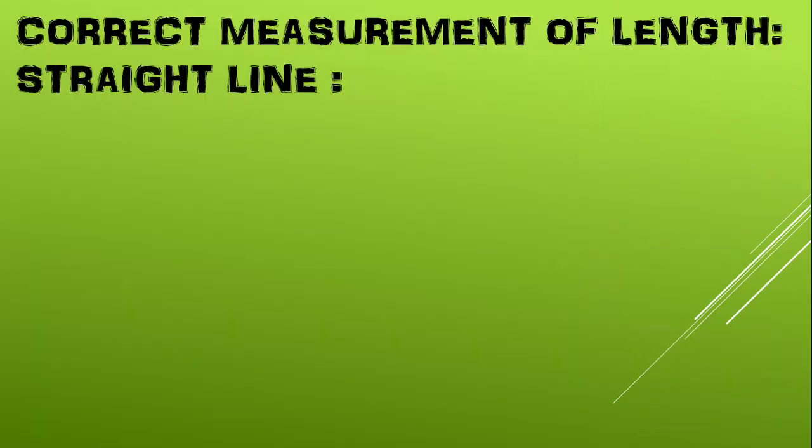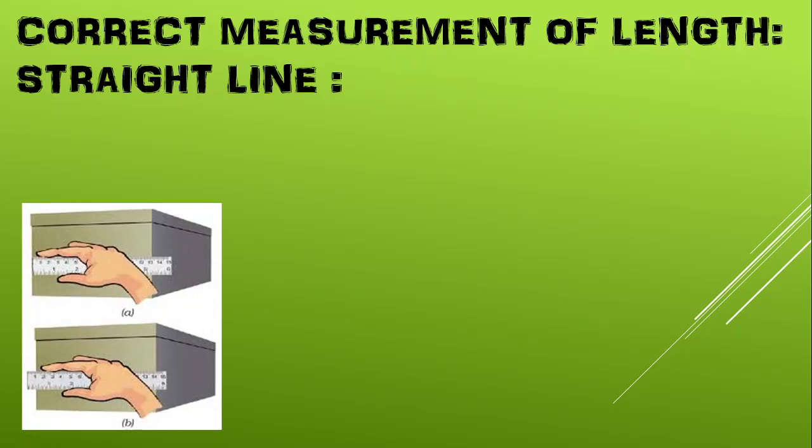How to measure a straight line and a curved line? How to measure it accurately? There are certain procedures. Let us see now. In making measurement of the length of an object, we should follow the instructions. First one, place the scale in contact with the object along its length. Scale must be in contact with the object being measured.